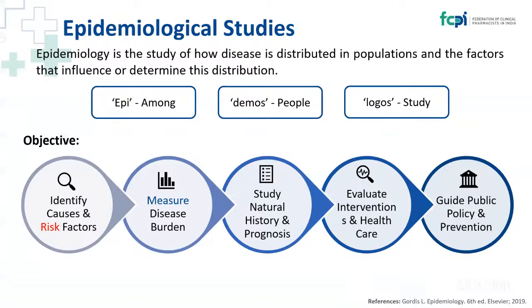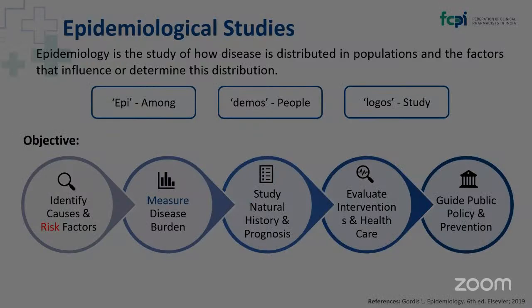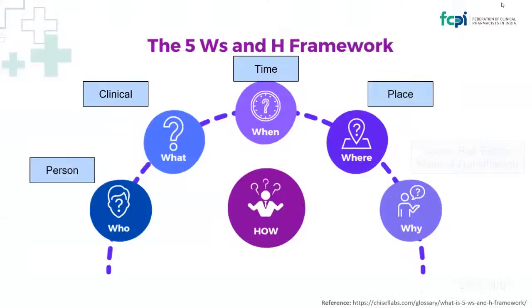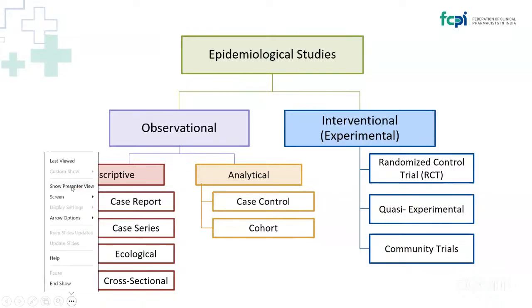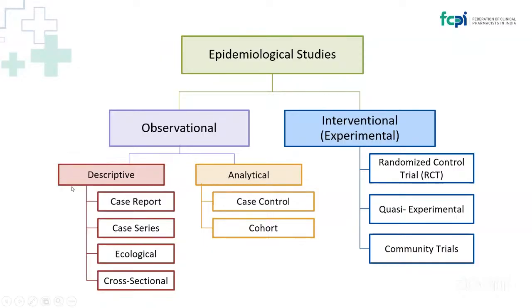So we were looking at the 5Ws and H framework, in how and why. Here, epidemiological studies are broadly classified into two different types, observational and interventional. Observational studies are further classified into descriptive and analytical types, and both subtypes are further divided into two various subtypes. We will discuss them in detail after completing this slide.